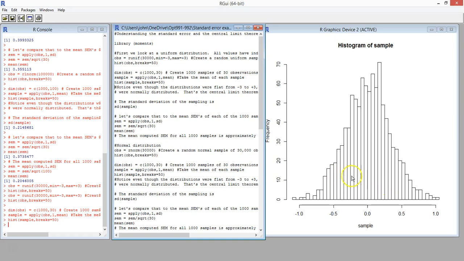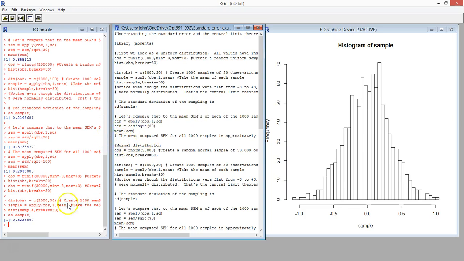This distribution of means is called a sampling distribution. If we take the standard deviation of this, we find the standard deviation is 0.32. Notice also that with this sample, instead of from -3 to +3, it goes from in the neighborhood of minus 1 to +1. So the means are a much smaller, narrower distribution than the original uniform. Things are gathered from the ends and piled up in the middle.